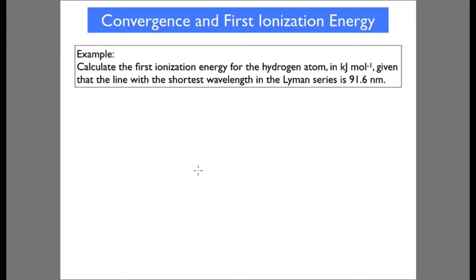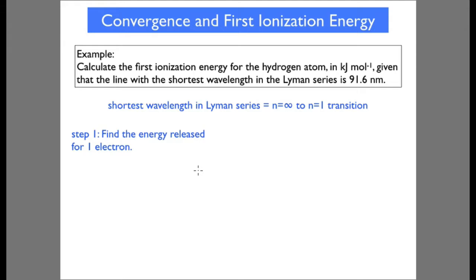Let's have a look at an example. Calculate the first ionization energy for the hydrogen atom in kilojoules per mole, given that the line with the shortest wavelength in the Lyman series is 91.6 nanometers. The shortest wavelength in the Lyman series is the highest energy, and that is n equals infinity, all the way down to the ground state, n equals 1.